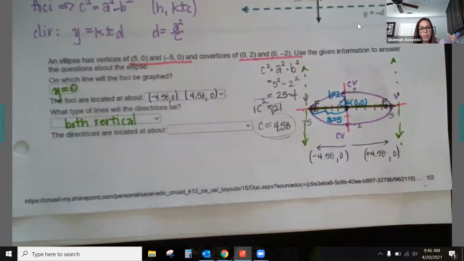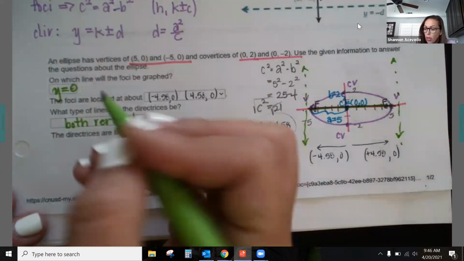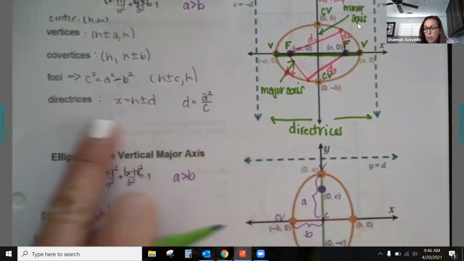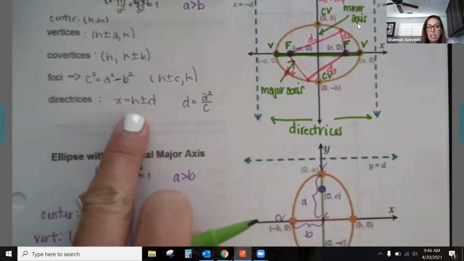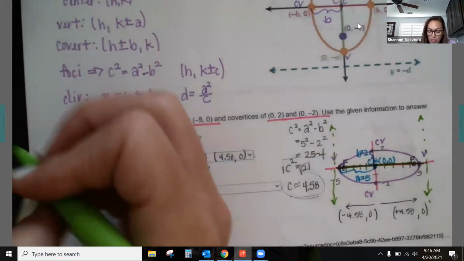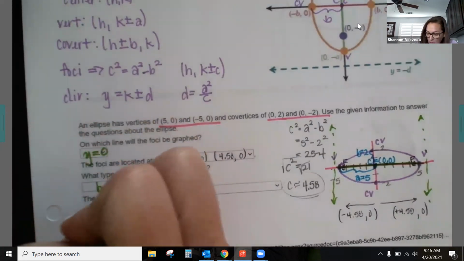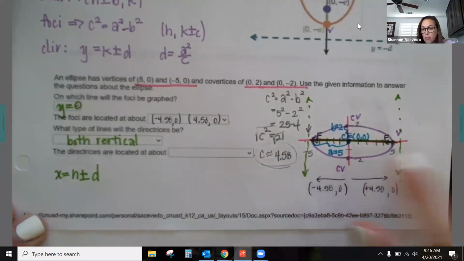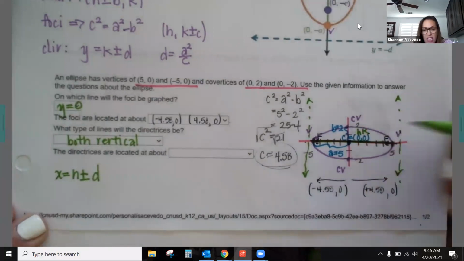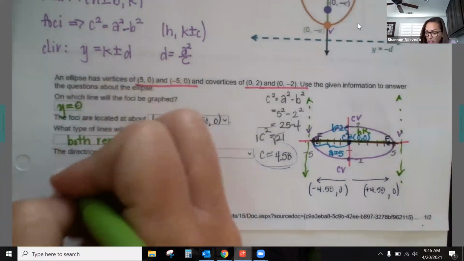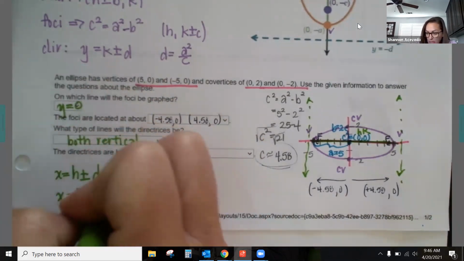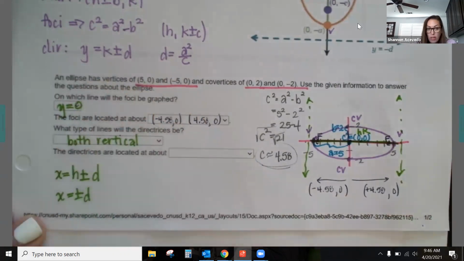And then it says, where are those directrices at? Well, remember our equation. If it's a horizontal ellipse, then we're going to use x is equal to h plus or minus d. Well, what is that h? Remember, h comes from our center, (h, k), and in this case it's just a 0. So I don't even need that there. It's just going to be x equals plus or minus d. But I do need to figure out what that d is.